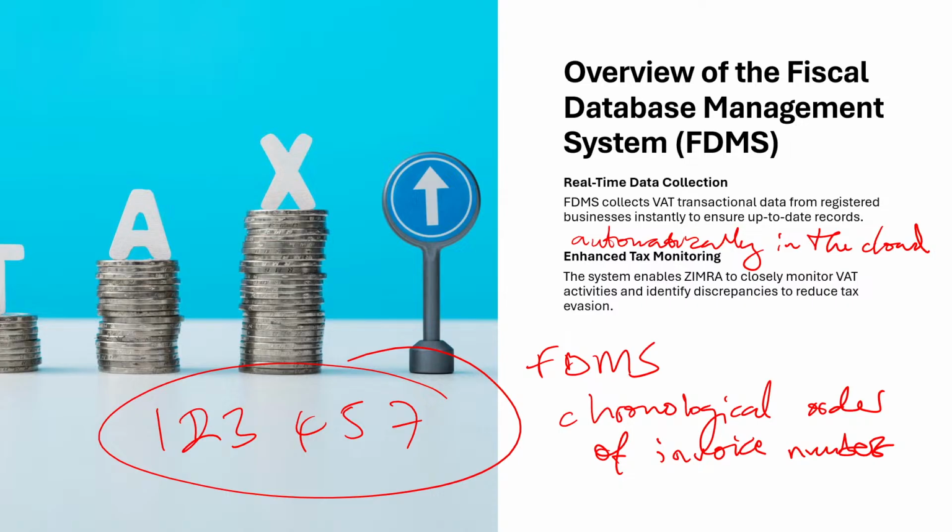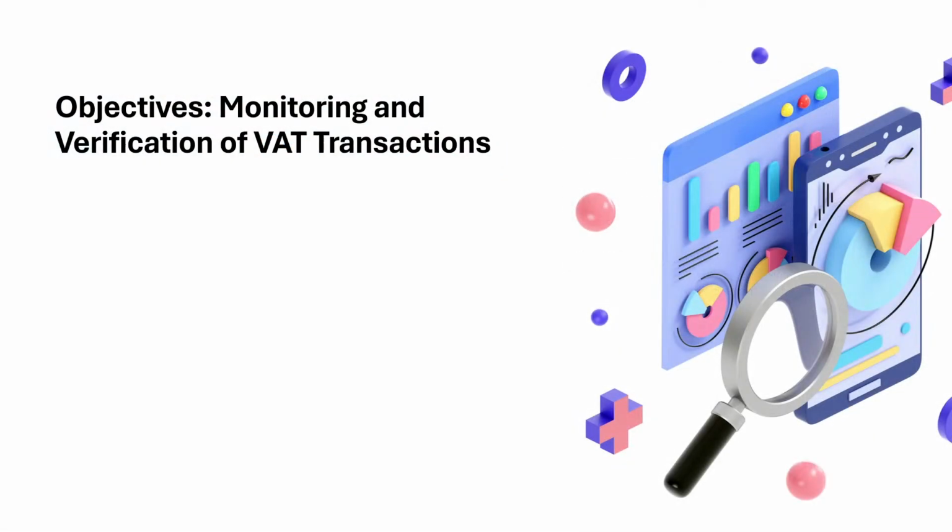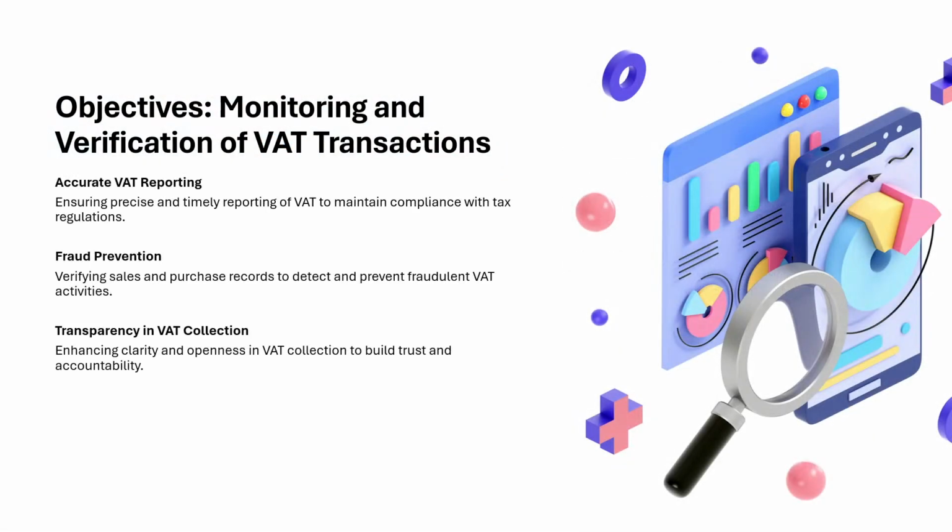So what is FDMS? It's a real-time data collection system which monitors the transactions of any business that is VAT registered for compliance. What are the objectives? So they want accurate VAT reporting for them and for businesses. So it ensures precise and timely reporting of VAT.